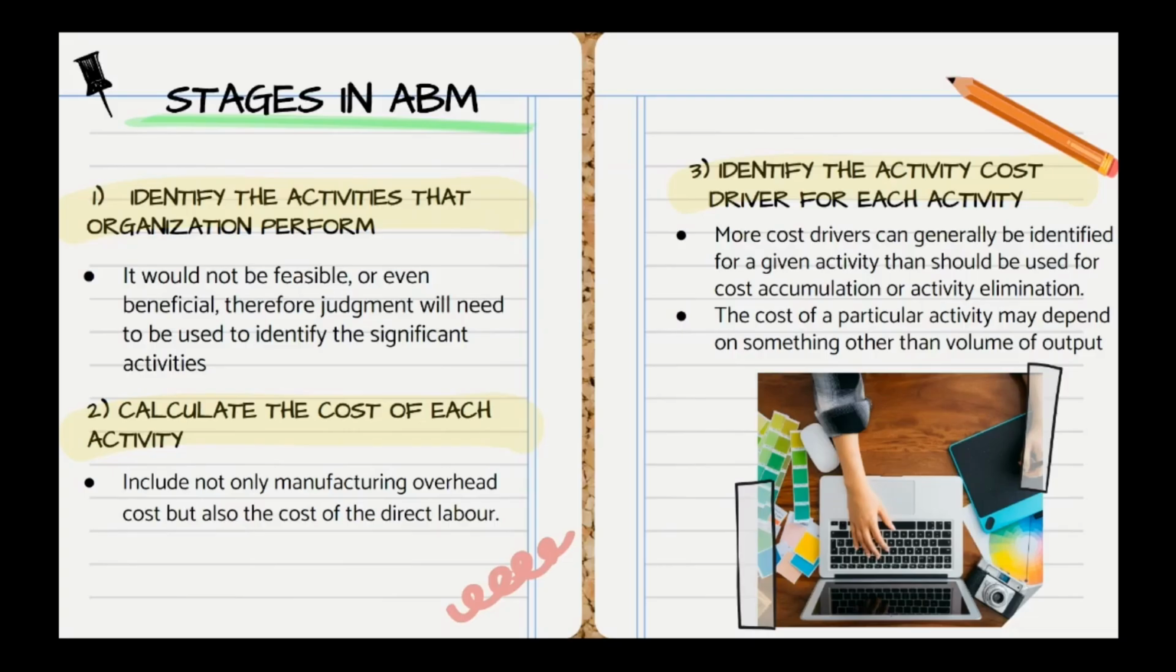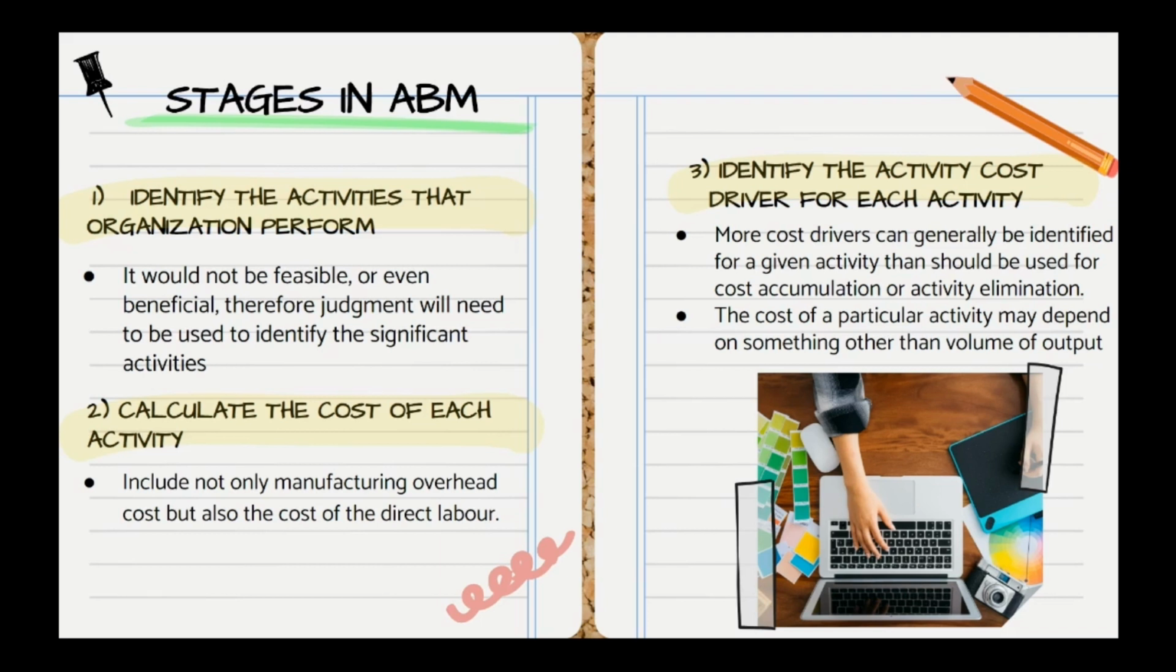There are three stages in ABM. The first stage is to identify the activities that the organization performs. The second stage is to calculate the cost of each activity. And the last stage is to identify the activity cost driver for each activity. The initial stages in ABM are the same as for ABC.